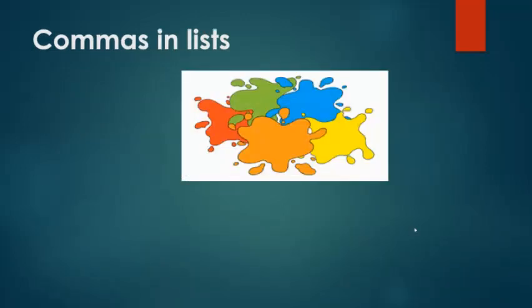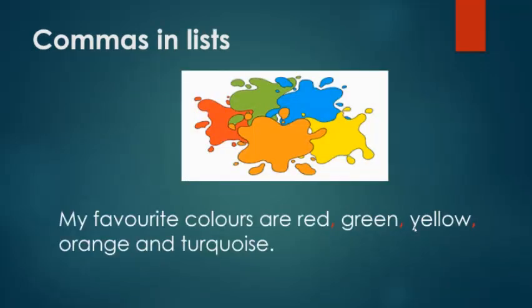Now, here we have another example. My favorite colors are red, comma, green, comma, yellow, comma, orange, and turquoise. Okay, can we see how the comma is separating each color in the list? And we do not use a comma between the last 2 items on a list.